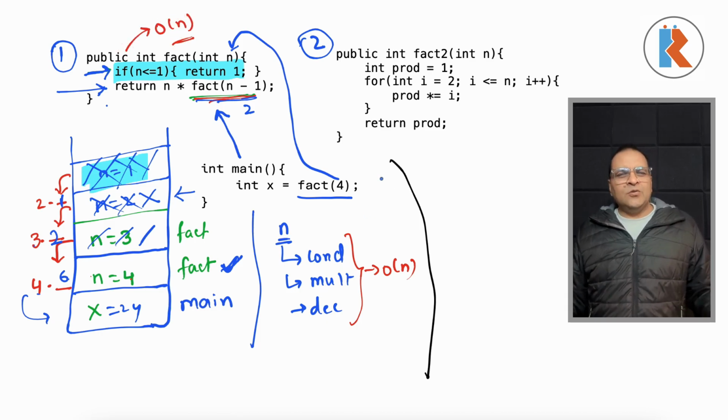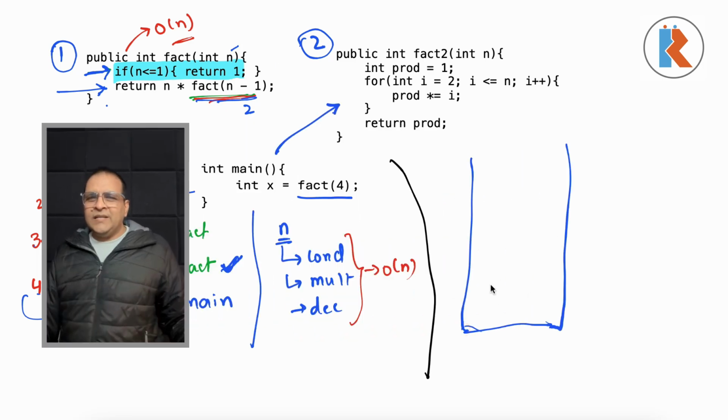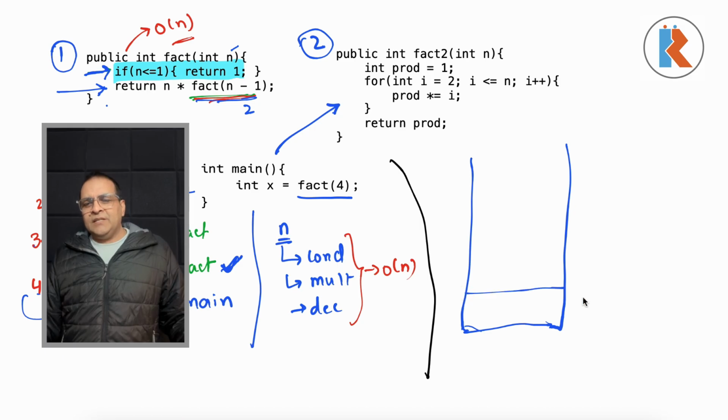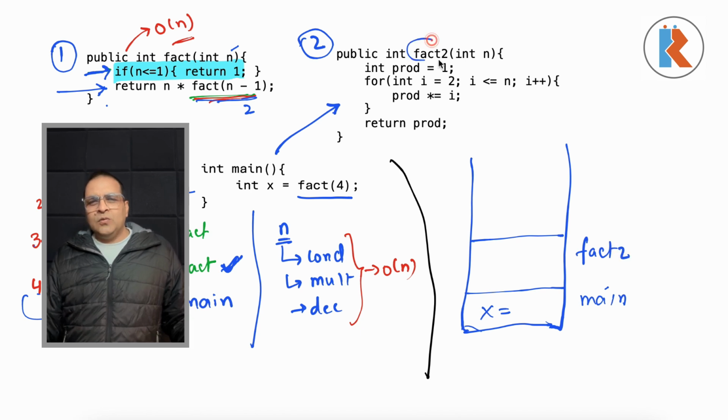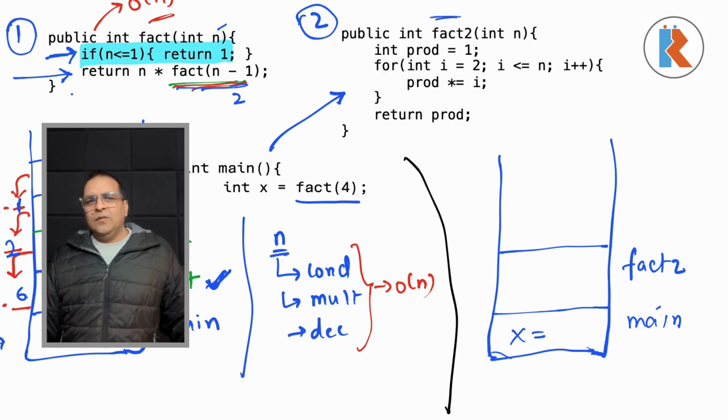Now let's look at the execution of the second function. Let's assume that this is the memory which is allocated, and main is calling this fact function. If main is calling this fact function, it means that there must be a stack frame of the main function. Inside the stack frame of the main function, there is a local variable x. When this function is called, the stack frame of fact2 is created. The name of this function is fact2, and here we have written only fact, so you can just correct it. This fact2 function is called.